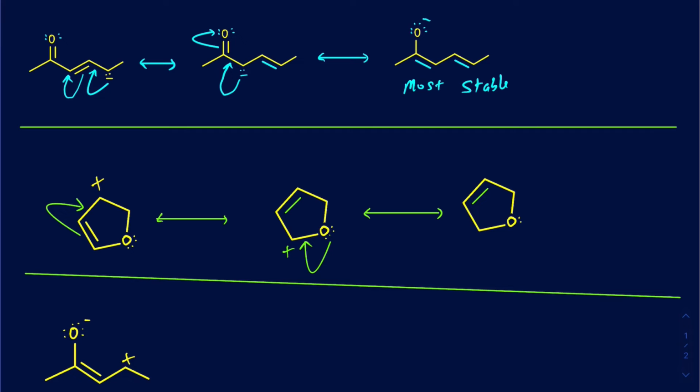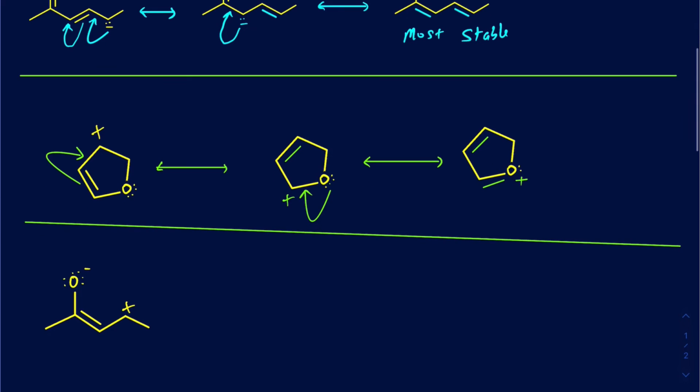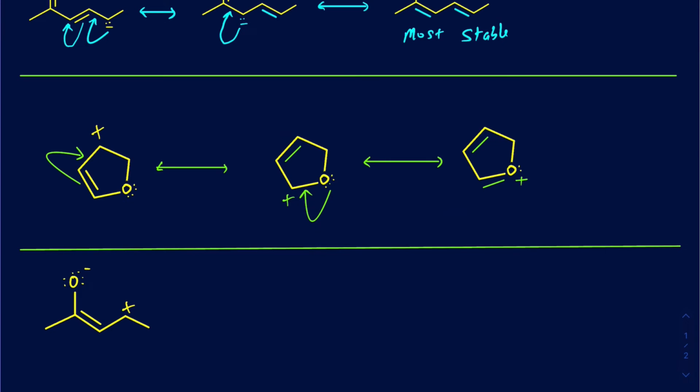So we use one of the lone pairs from the oxygen to create a double bond there, and oxygen gets a positive charge. So those are the possible resonance structures you're going to have. And out of those three, which one is going to be the most stable? So let's talk about that now.